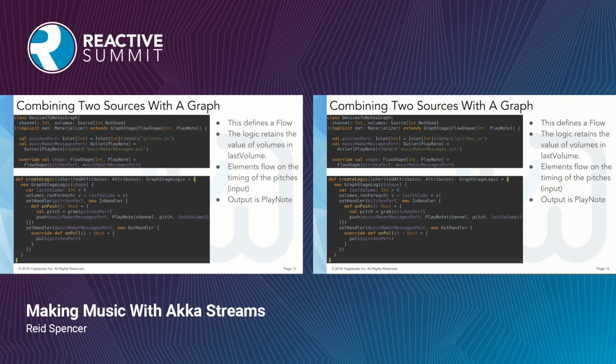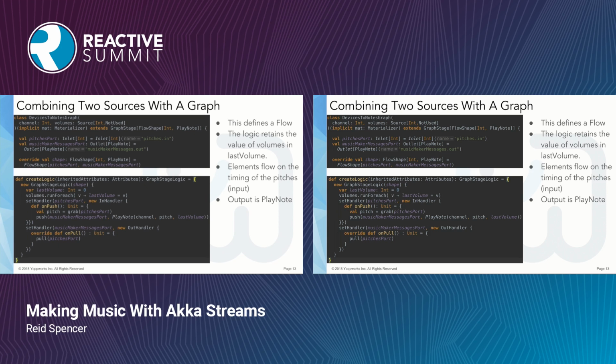I'm keeping one piece of data, the last volume. And I'm keeping that by setting a handler for the, I have to remember how this works. Oh, I'm sorry, the volumes.run for each. So volumes is a source that's passed into the constructor. If you look way back up at the top, there's a channel and volumes. Volumes run for each basically gets a volume value and assigns it to last volume. So whenever volume comes in, it's just keeping the last one. The reason for this is I don't want to generate anything when the volume changes. I only want to generate something when the pitch changes.